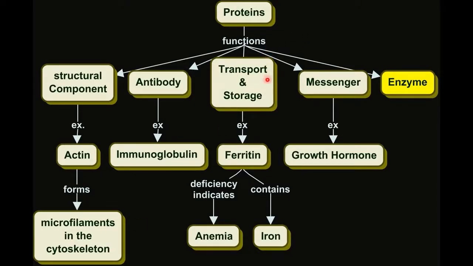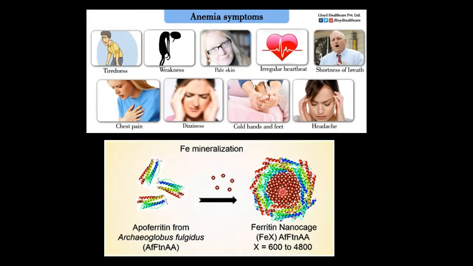Next, protein can also function as a transport and a storage in our body. An example is ferritin. Ferritin actually contains iron. A deficiency of ferritin indicates anemia. So this is the structure of ferritin, and these molecules here are iron. Iron are actually stored and transported via ferritin. And a person with anemia can have the symptoms of tiredness, weakness, pale skin, irregular heartbeat, shortness of breath, chest pain, dizziness, cold hands and feet, and also headache.